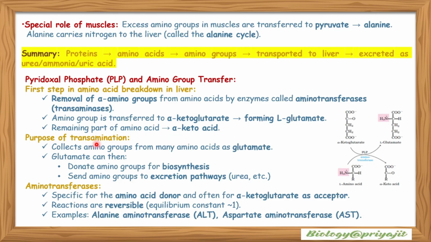So what is the purpose of transamination? It collects amino groups from many amino acids as glutamate. Glutamate can then donate its amino group for biosynthesis and send amino groups to excretion pathways such as urea. Aminotransferases are specific for the amino acid donor and often for alpha ketoglutarate as acceptor. The reactions are reversible, with an equilibrium constant of nearly 1. Examples include alanine aminotransferase, or ALT, and aspartate aminotransferase, or AST.